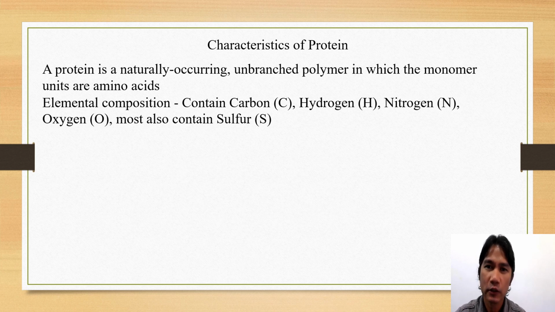So proteins are molecules. They are polymer. Some proteins are small, some proteins are big. Okay, but proteins are made up of amino acids. Unlike carbohydrates, which are made up of sugar units, proteins are made up of amino acids. Proteins are built on these atoms: carbon, hydrogen, nitrogen, oxygen. Some contain sulfur.